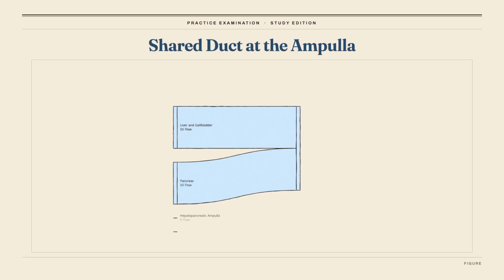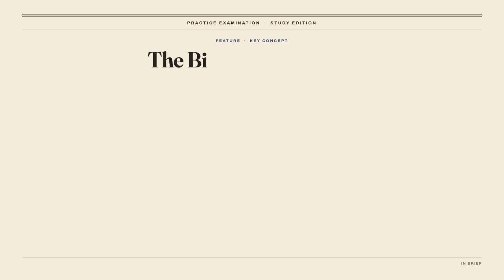Bile from the liver and gallbladder, and pancreatic juice from the pancreas. Both funnel into one shared channel, the ampulla of Vater, before passing through the sphincter of Oddi into the duodenum. A gallstone traveling down the common bile duct can wedge right at that shared exit, blocking both outflows at once. Pressure builds, secretions stagnate, and bile can reflux into the pancreatic duct, triggering premature enzyme activation.